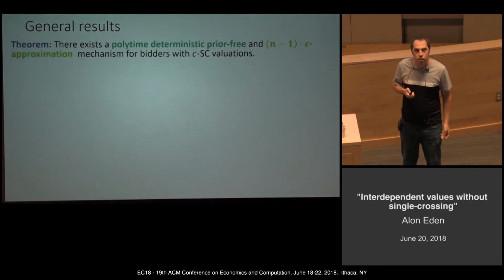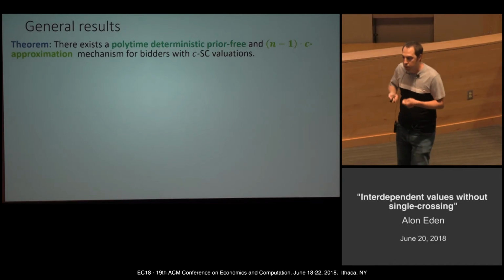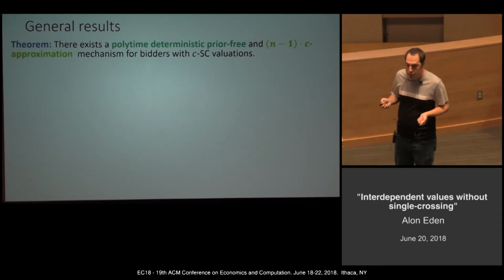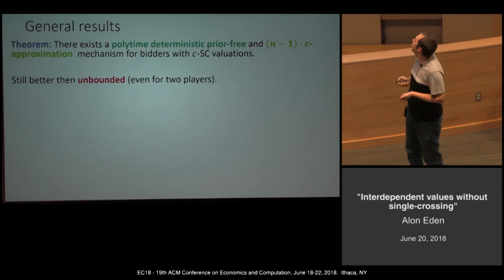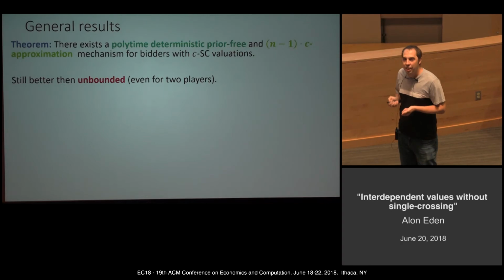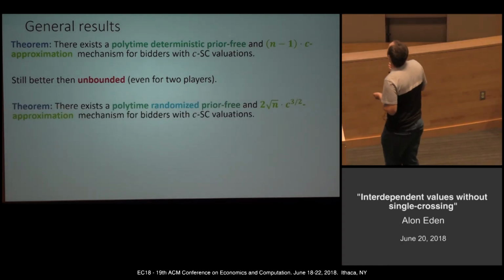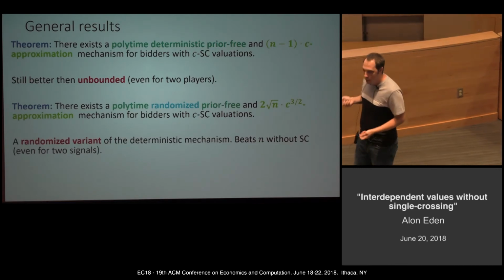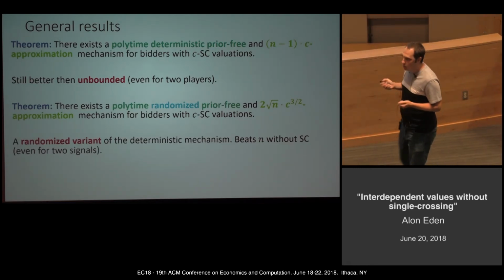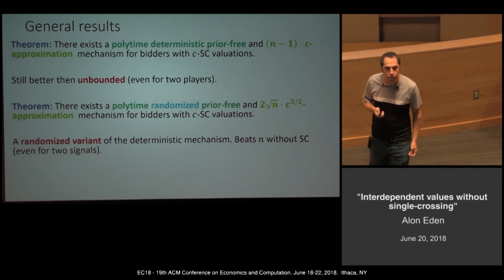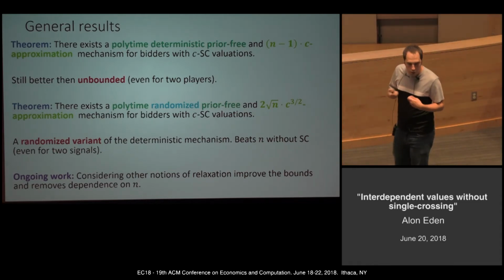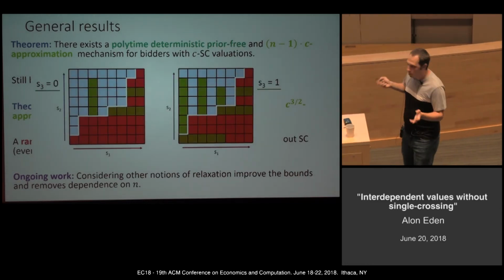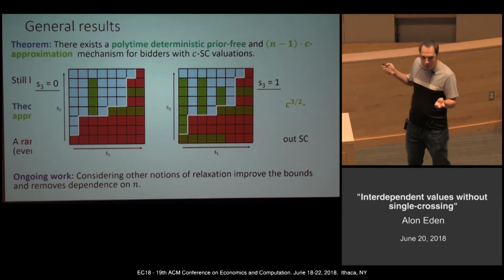And more general results that we have is that if we consider any number of bidders and any number of signals, we can show an n-1 C approximation in polytime via a deterministic and prior free mechanism, which doesn't seem exciting, but it's still better than unbounded that we had even for 2 pairs. And how about a randomized mechanism? So it turns out that a randomized mechanism, or a variant of the same mechanism, gives us an improved bound of 2 squared n times C to the 3 hat. And this is again better than the n lower bound we have without single crossing. And we also, in an ongoing work, are considering other notions of relaxation that removes the dependence on n. I won't talk about it too much. And I won't talk about the deterministic mechanism. It's also some coloring of a hypergrid mechanism.